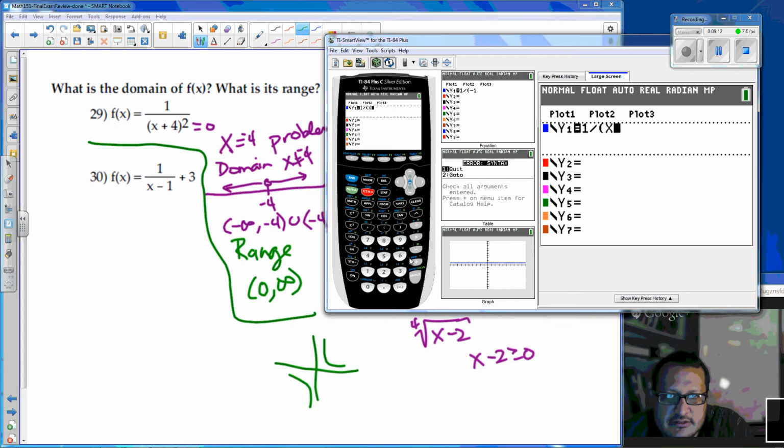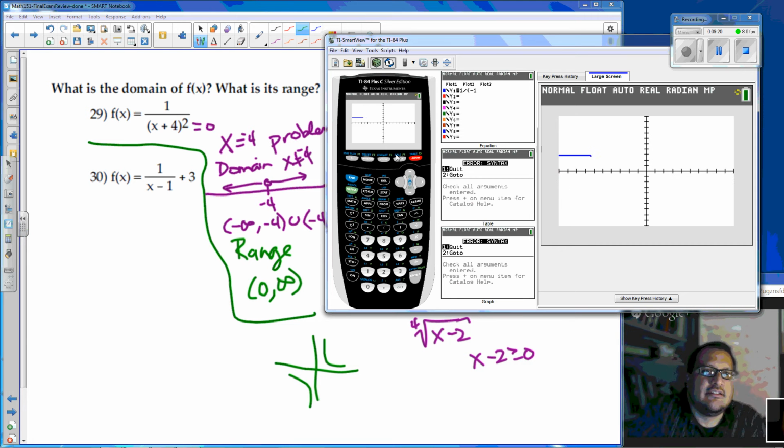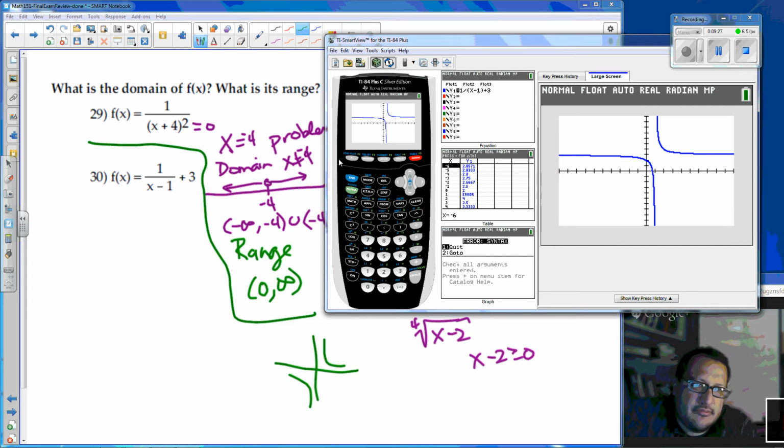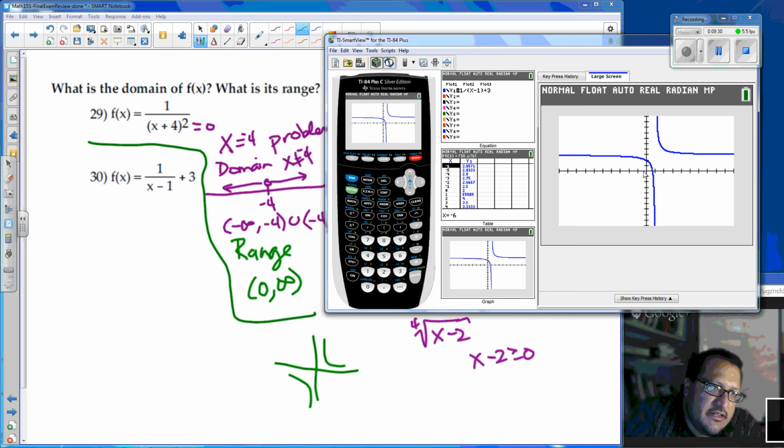x minus 1 in parentheses, and then plus 3. We graph it. Now what we should see is the original function shifted to the right by 1 and then shifted up by 3. And sure enough, we can see that here. This got shifted over by 1, and this is 1, 2, 3, the vertical shifting. The range seems to be every number except for 3. There's no way you can get 3 out of here.